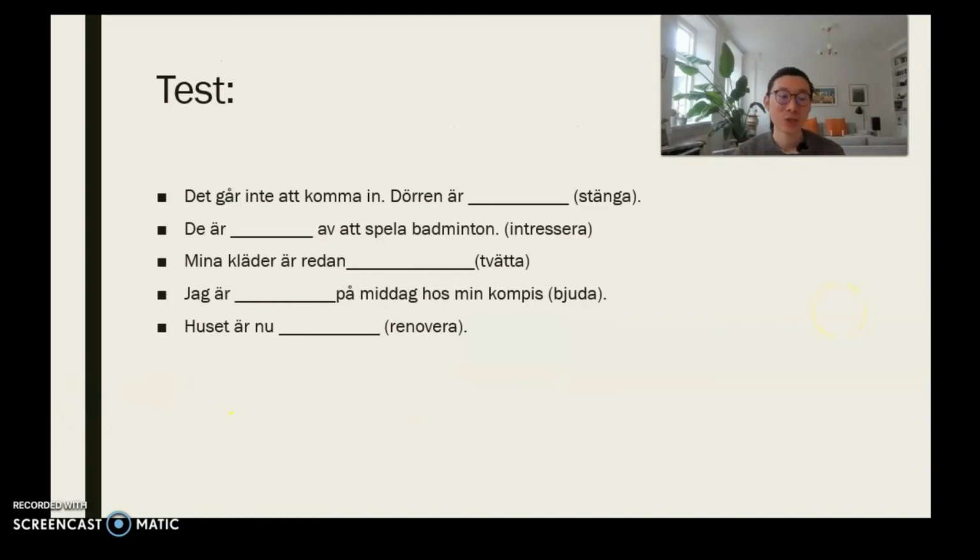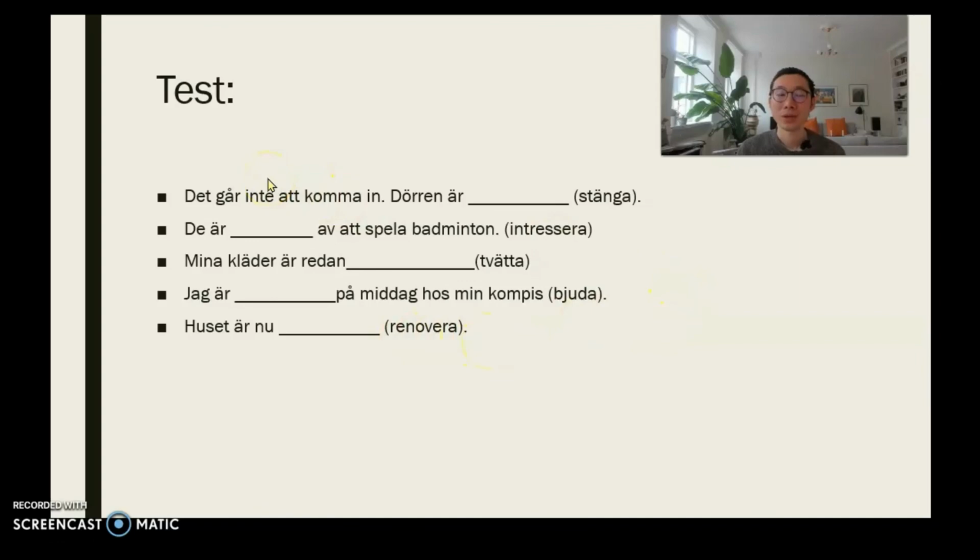Now, let's do a test together. The first time I will not say the answers to the questions, but the second time I will review the answers. Så det går inte att komma in. Dörren är. De är av att spela badminton. Mina kläder är redan. Jag är på middag hos min kompis. Huset är nu.